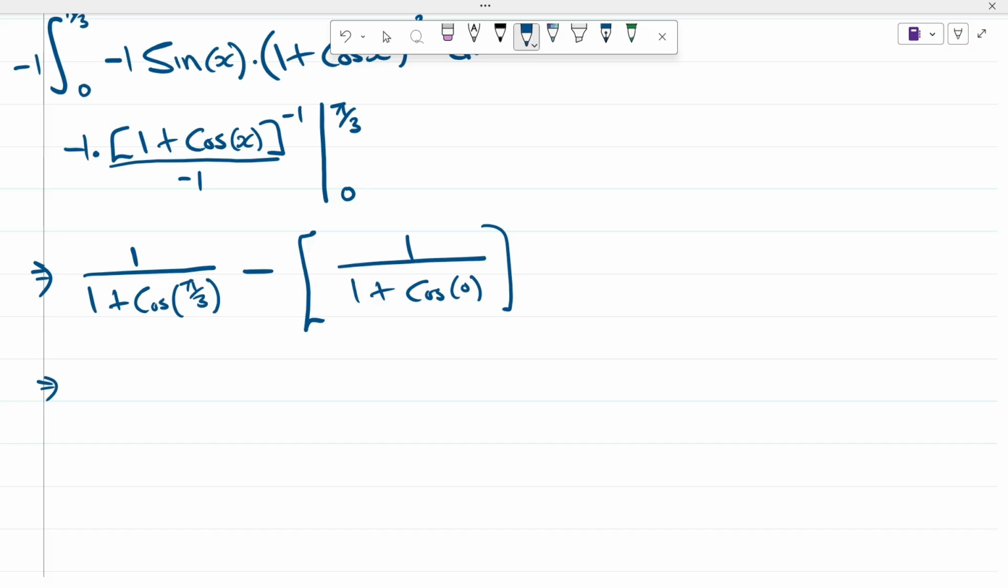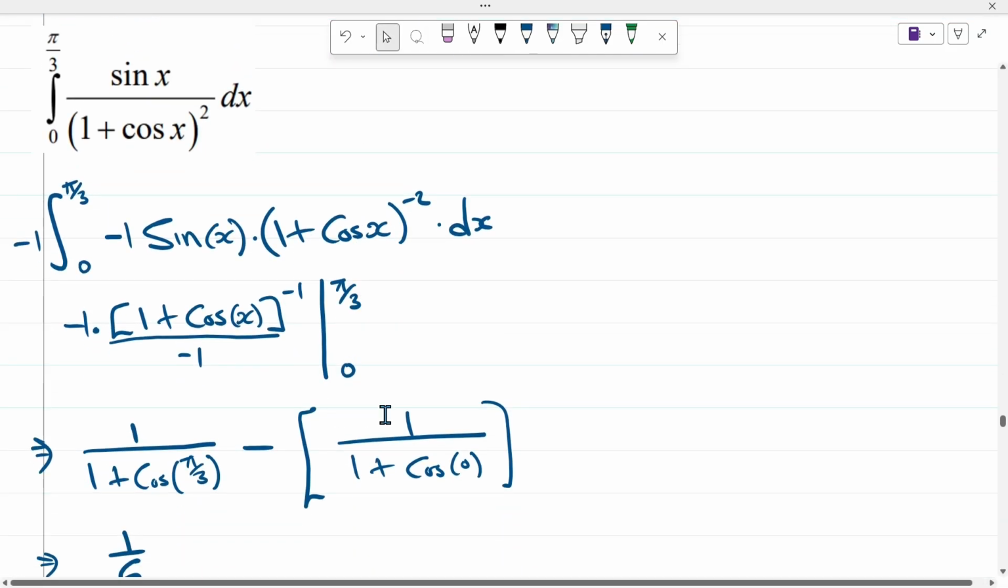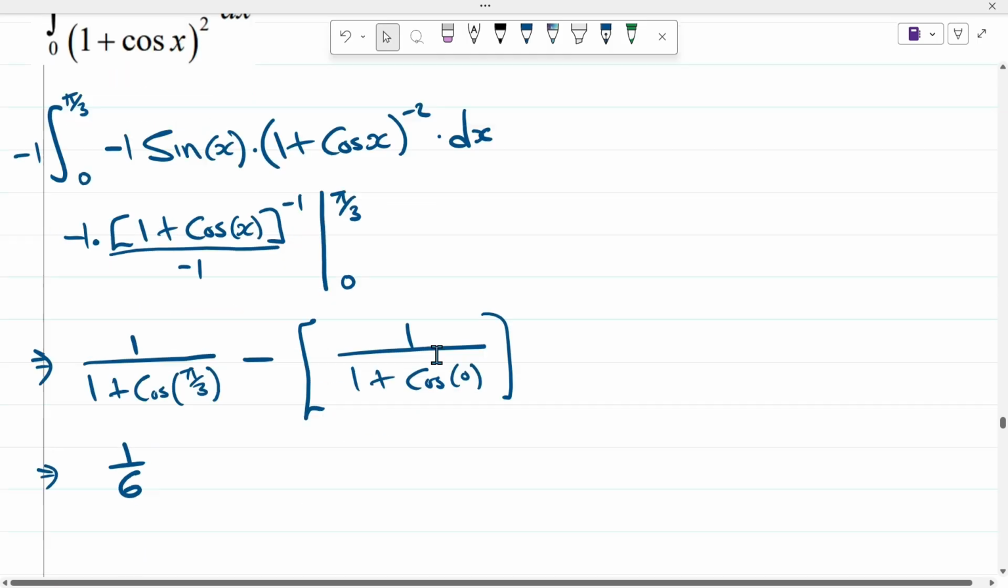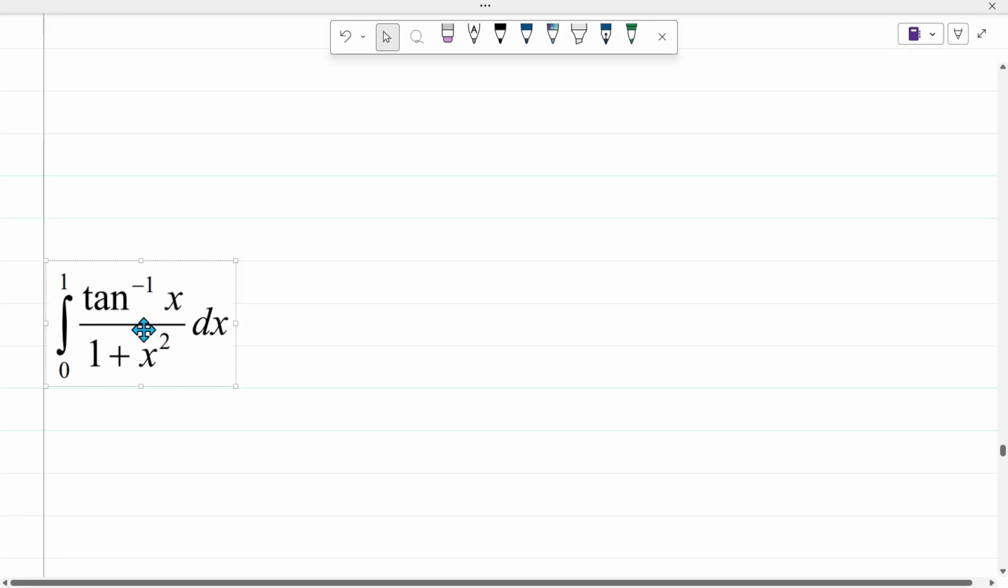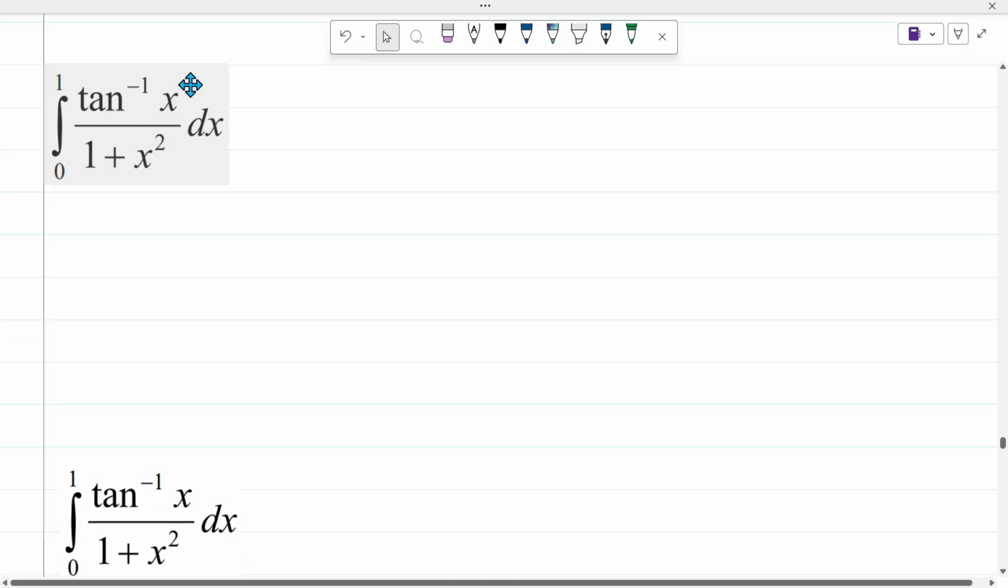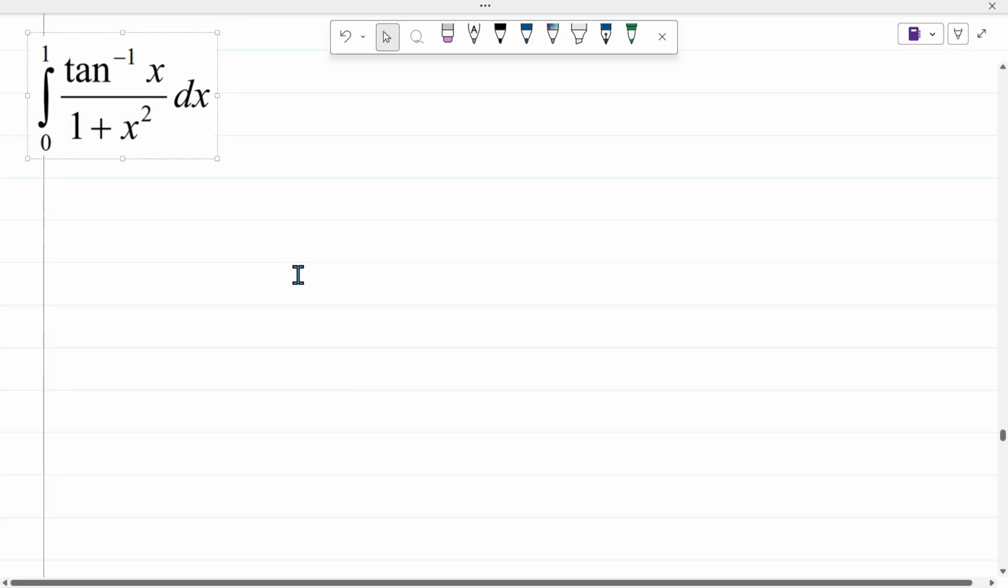And then 1 plus cos of 0. What I'm going to get is simply 1 over 6. So the answer for this is going to be 1 over 6. So yeah, that's it. That's what you're supposed to do for that question. And then we move.